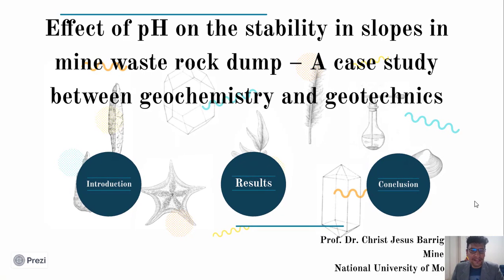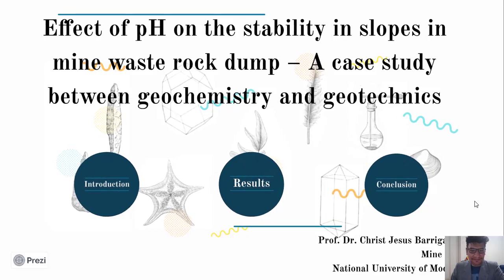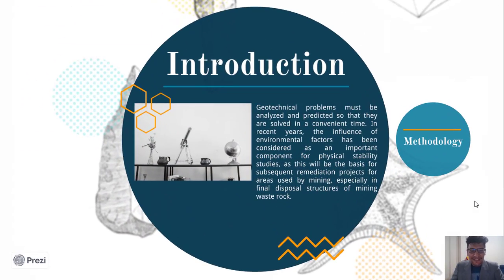Effect of pH on the stability of slopes in mine-waste rock dumps. A case study between geochemistry and geotechnics. Mine waste rock placed in a controlled deposit was investigated to determine the influence that variation of the potential of hydrogen has on the strength properties of materials during the geomechanical and geochemical process.